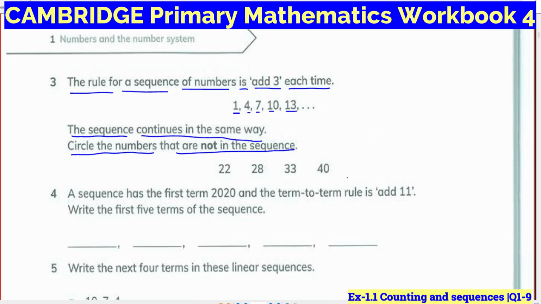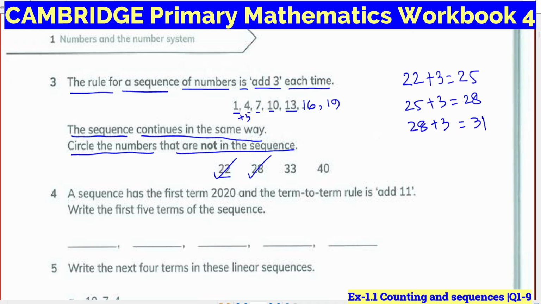Okay, so 1, 4, 7, 10, 13. Then next, what is the difference? We are adding plus 3, right? So 1, 4, 7, 10, 13. So next is 16. Now 19. Then here is 22. Next what? 22 plus 3 will be 25, right? So next 25 plus 3 will be 28. That's why 22 and 28 are okay. Next 28 plus 3, here is 31.